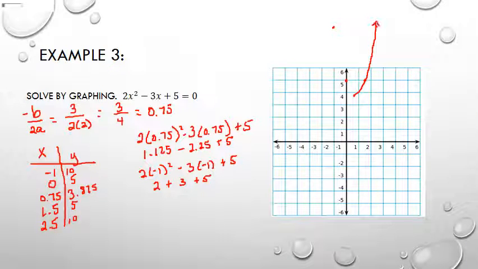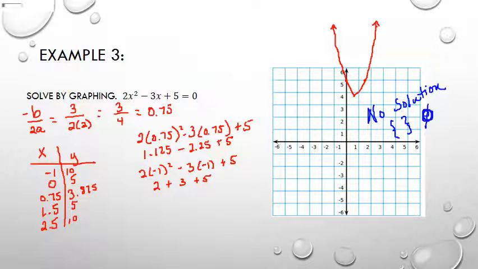So now remember, we're looking for our solutions. Our solutions are where this parabola crosses the x-axis. And it doesn't. Will it ever? No. So that's why this one is no solution. So you can write it like this, the empty braces, or a 0 with a line through it.